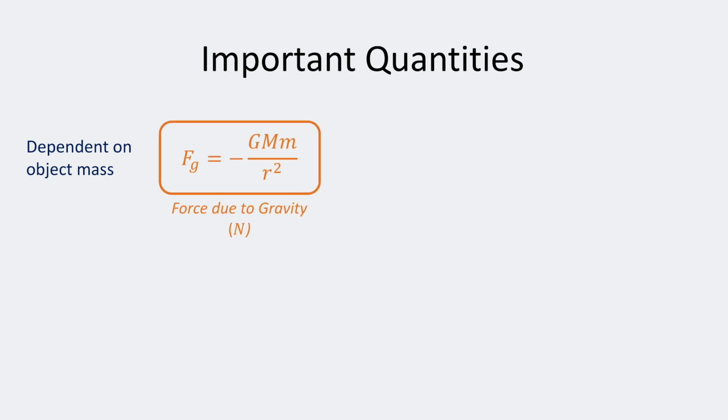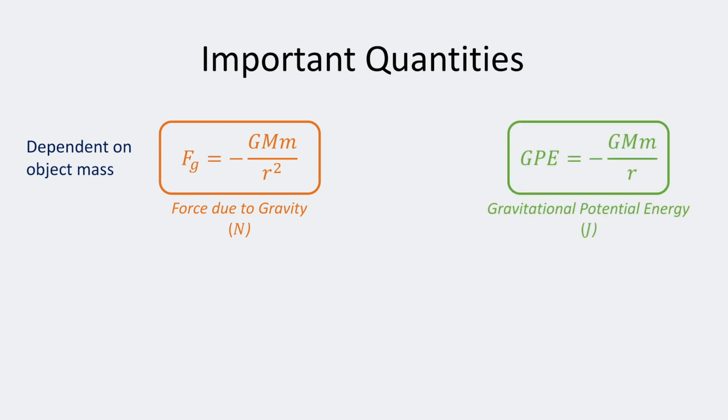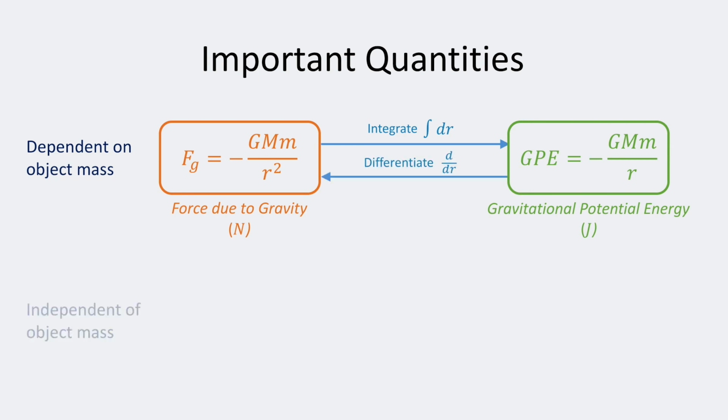We'll finish off with a summary of important quantities we have encountered and how they are related. We will start with quantities that are dependent on object mass. We have the force due to gravity, minus GMm over r squared. And we also have gravitational potential energy, minus GMm over r. Force is given in newtons and energy is given in joules, and we can get from force to energy by integrating, as we saw in this video. The mathematical opposite of integrating is differentiating, so we can get the other way as well.